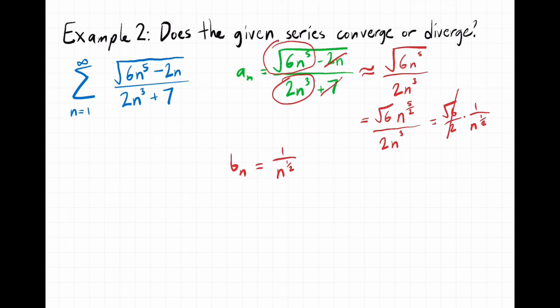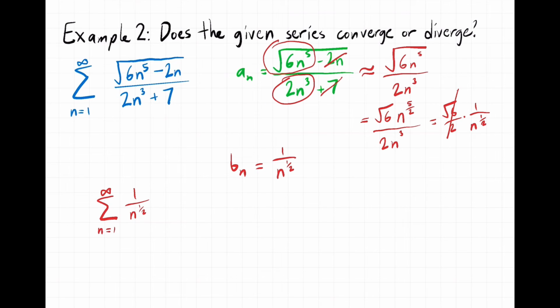Now, we think this is going to be a useful series to compare to. The series, sum as n goes from 1 to infinity, of 1 over n to the 1/2 power. We suspect that this series will be comparable to the series we're starting with, and that when we take the limit of the a_n's over b_n's, we'll probably get a constant. In fact, I think we're going to get a constant that's related to that constant I crossed out earlier. So let's just do the last part of the question now. Does this series converge or diverge?